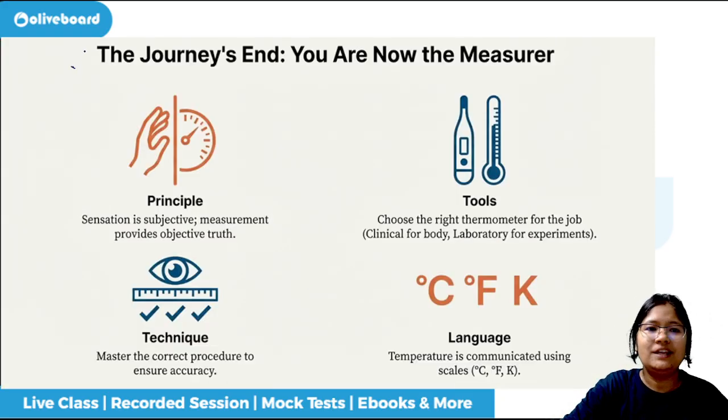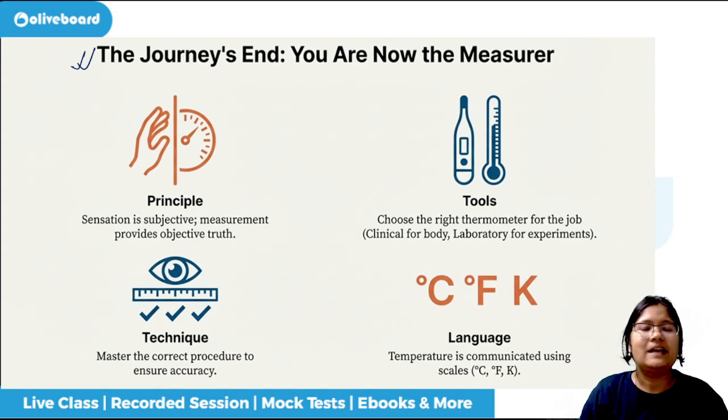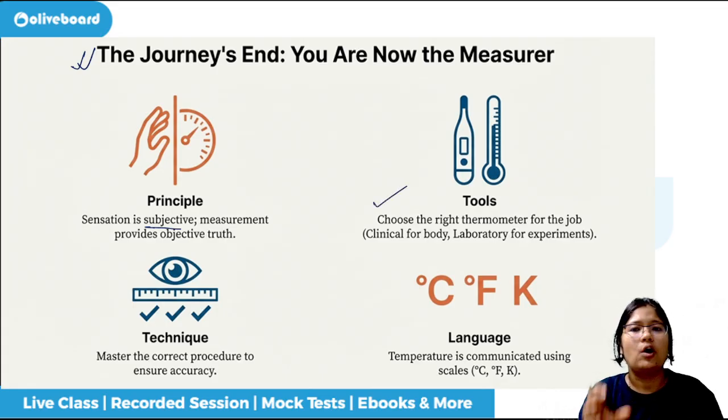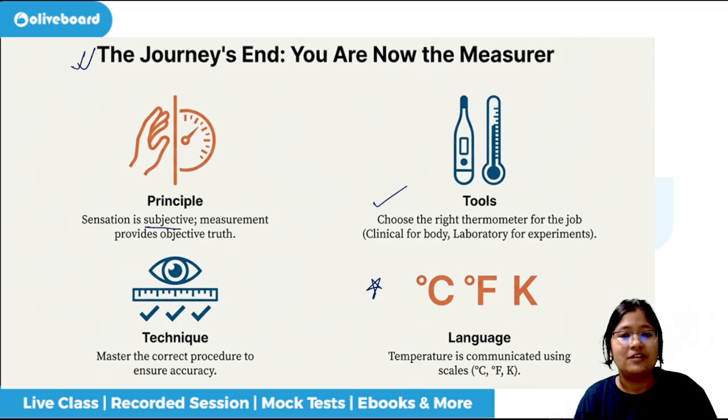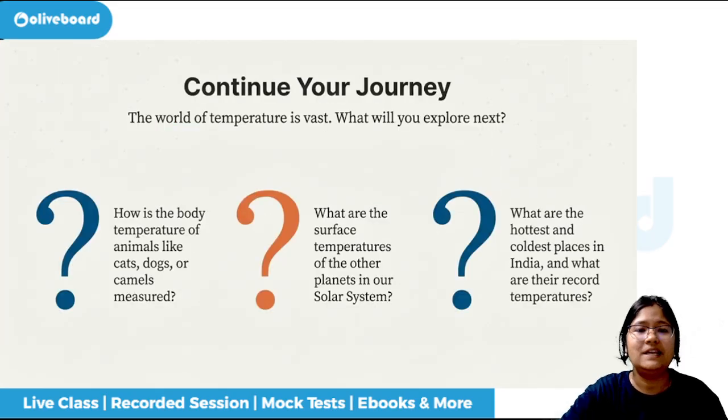Now, our journey started with the story of Shillong, and we studied how subjective senses can be. When somebody is feeling hot, somebody can feel cold at the same time. But if we have a tool for measurement, say a thermometer, that will give us an objective reading. How do we do that? We use the language of temperature, that is degree Celsius, degree Fahrenheit, or Kelvin. No need to use degree in the case of Kelvin. And the technique to measure with accuracy we have also seen.